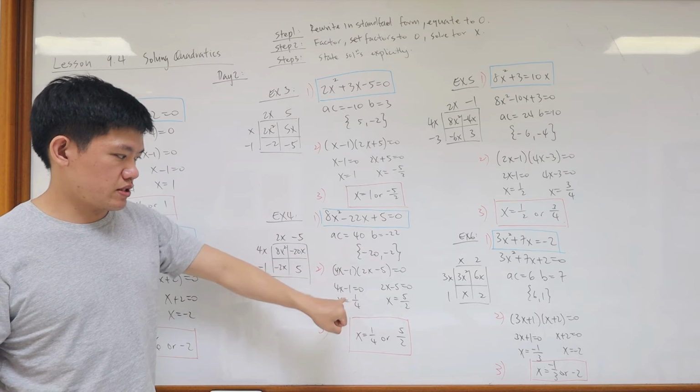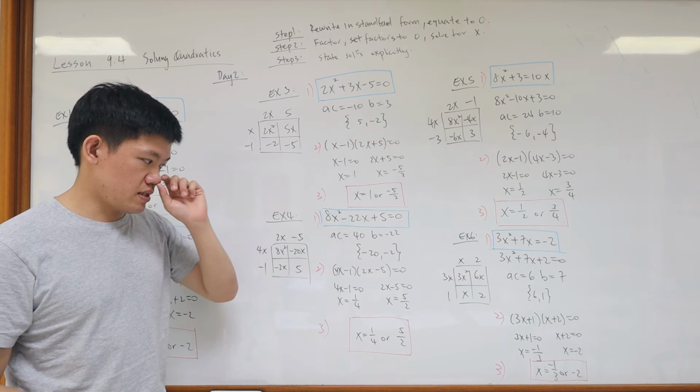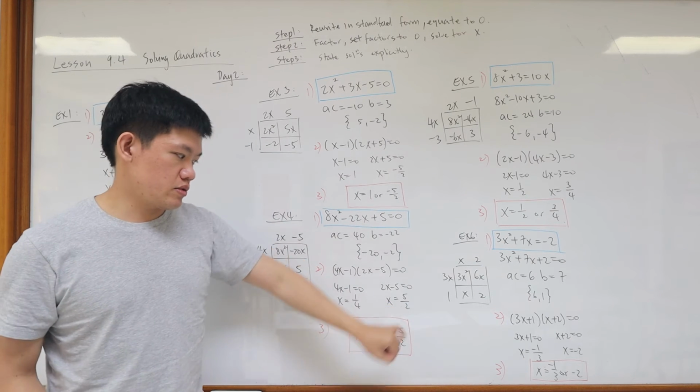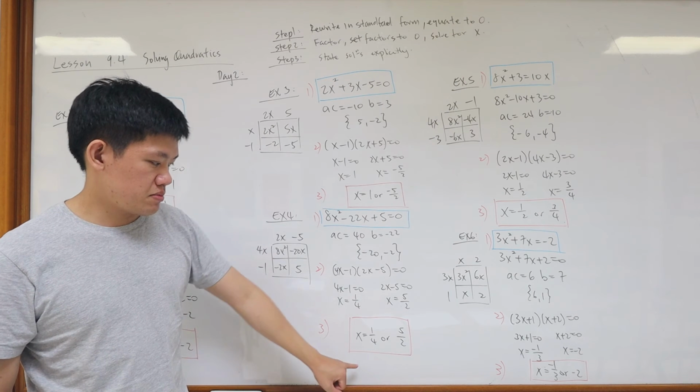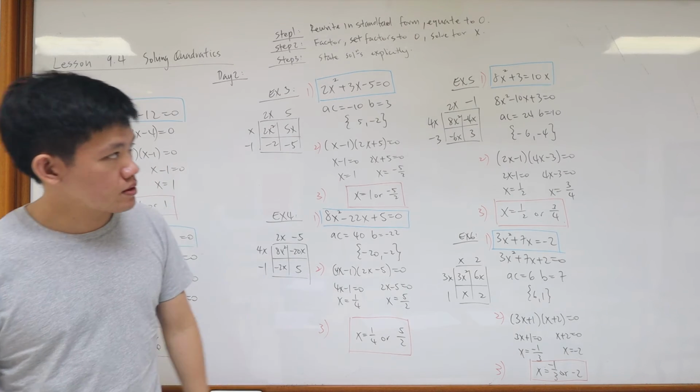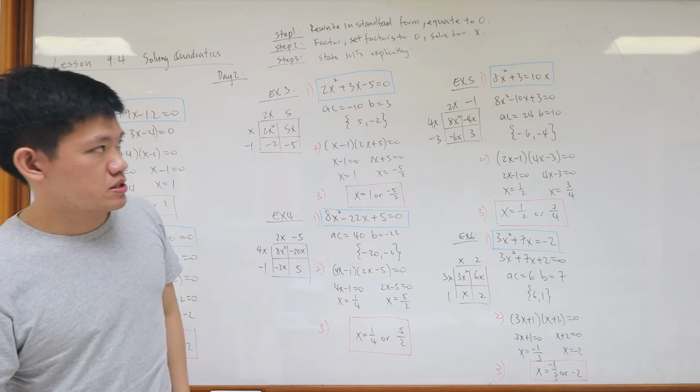So 4x minus 1 equals 0, or 2x minus 5 is equal to 0. That means x is equal to 1/4, or x equals 5/2. Explicitly written, you get x equals 1/4 or 5/2. So this one requires a box method.